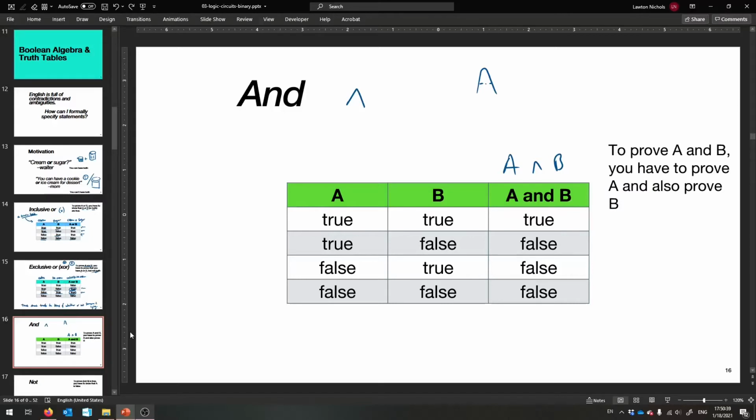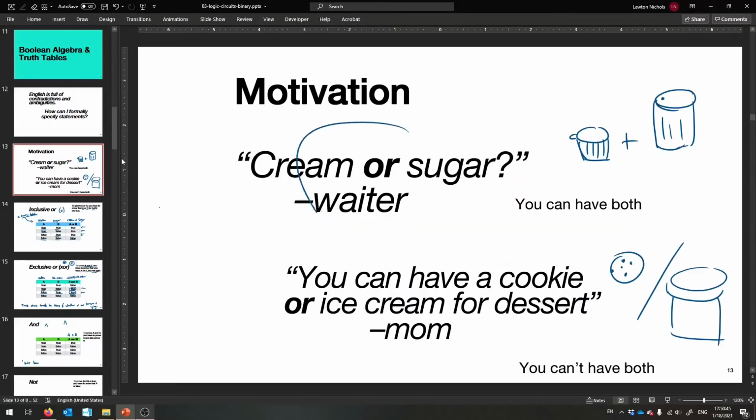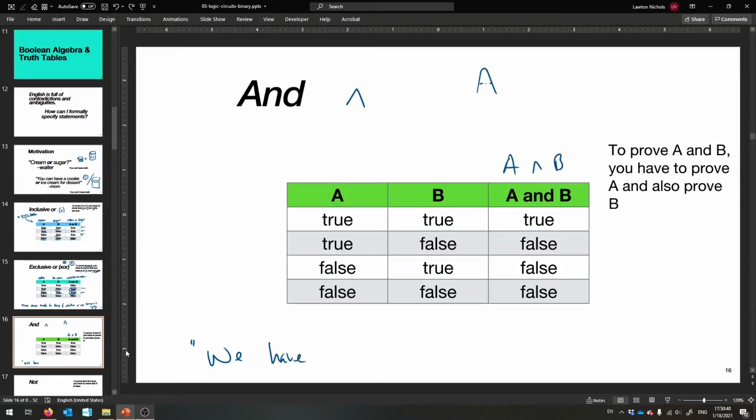So maybe the waiter is saying, we have cream and sugar. There's probably a better way to state this, actually. We have cream and sugar. There's one example. And so this was only a true statement. The waiter was not lying to you only if they really do have cream and sugar at the same time. So that's what it means for A and B to be true. The waiter was lying to you in every other case because he used the word and.